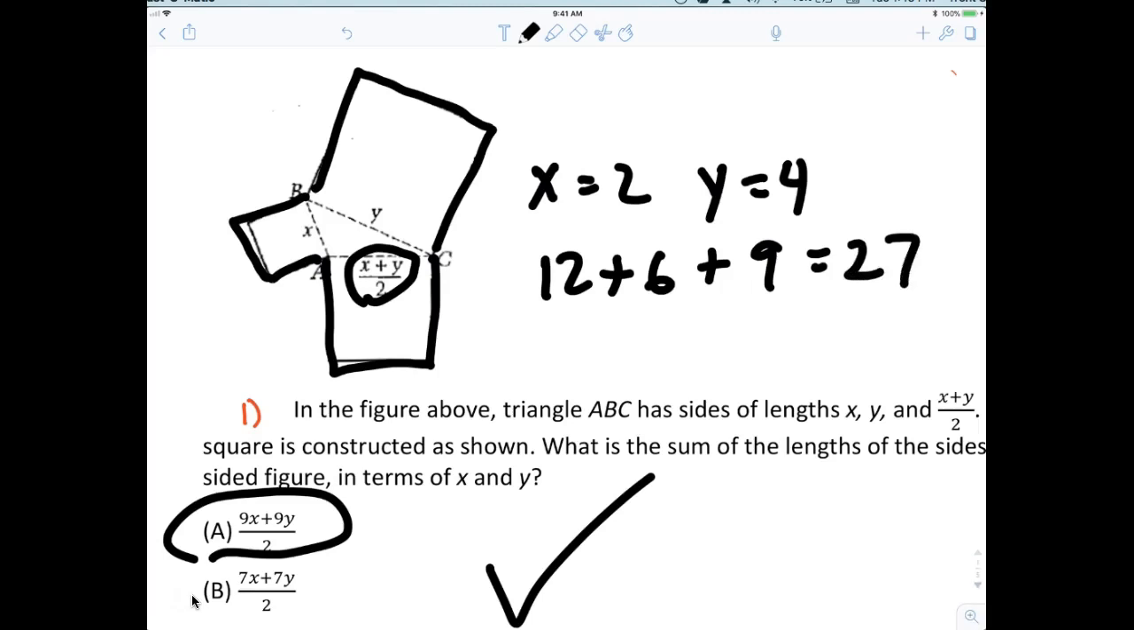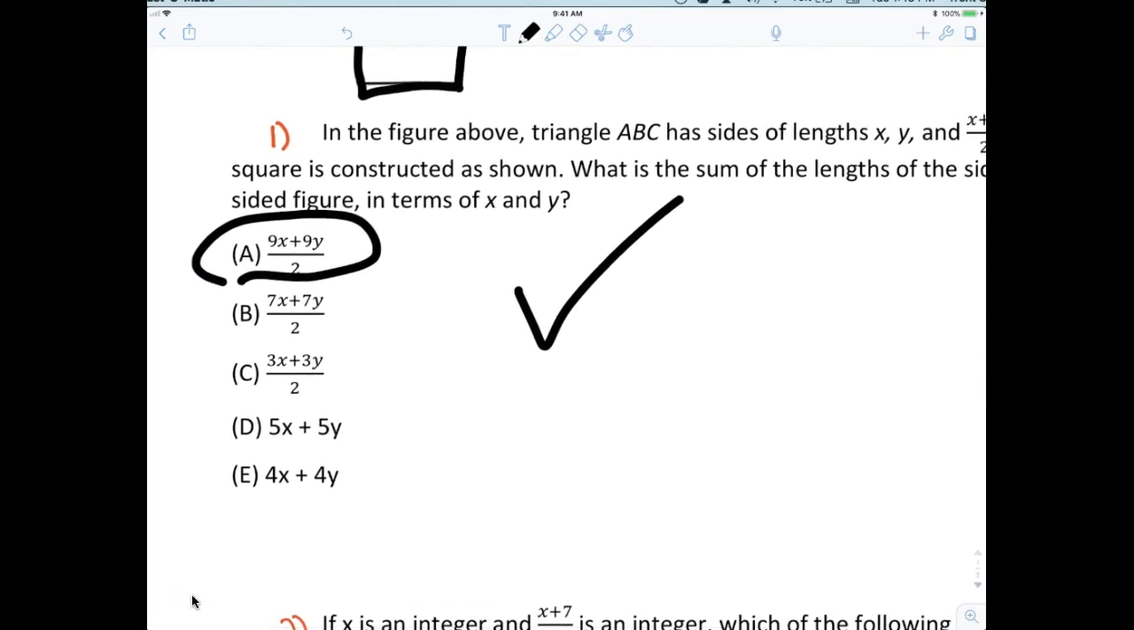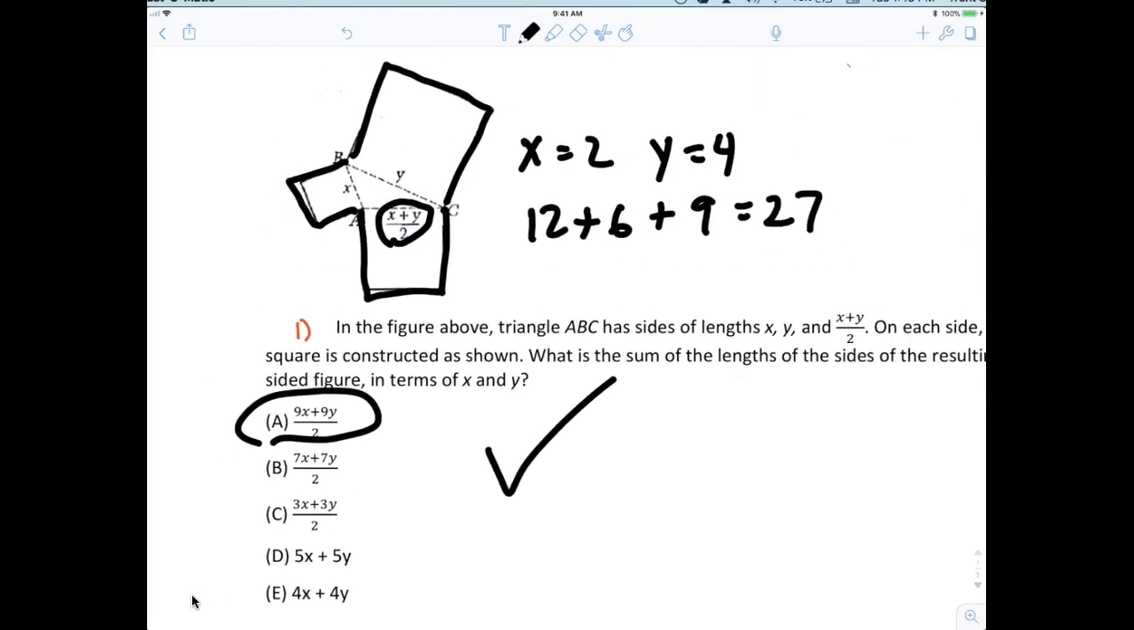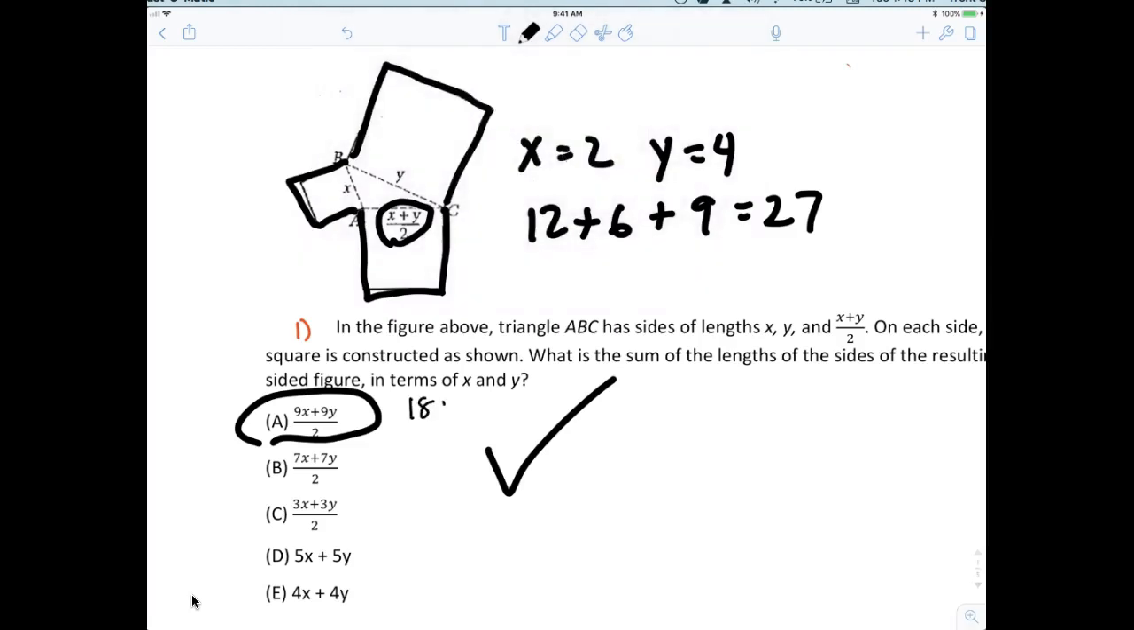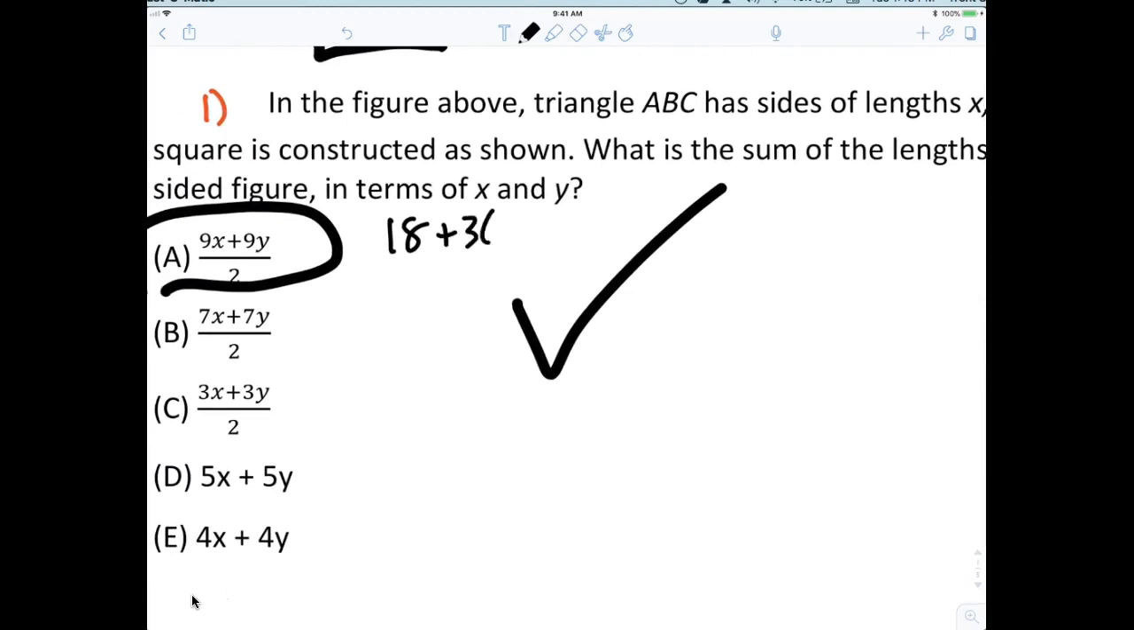So what's 12 plus 6 plus 9? 27. Is everybody good? Now, all I do is go down here. What happens when I plug 2 in for x? I get 18. Plus, when I plug 4 in for y, I get 36 divided by 2. What's 18 plus 36? 54 divided by 2. And that's my answer. Does everybody see that?